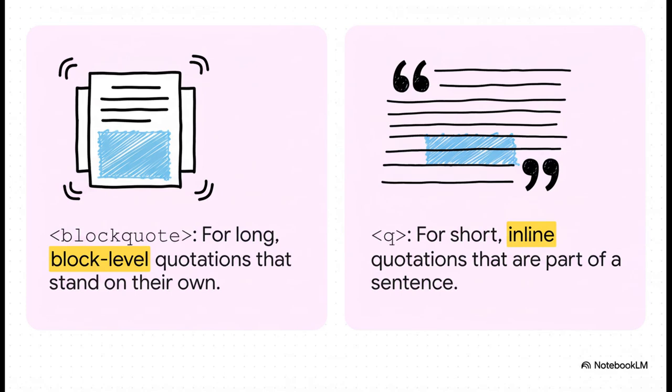So let's say you're quoting someone. HTML gives you two great options. If it's a long, multi-line quote that should stand on its own, you're going to want to use blockquote. But if it's just a short little quote that fits right inside a sentence, use the q tag. And the browser will even add the quotation marks for you.